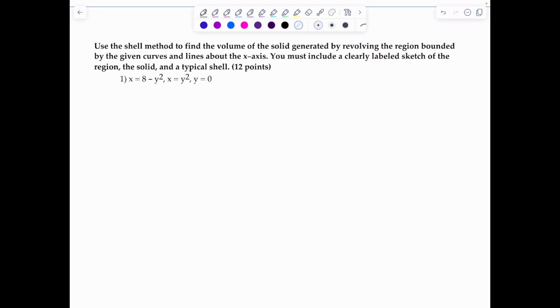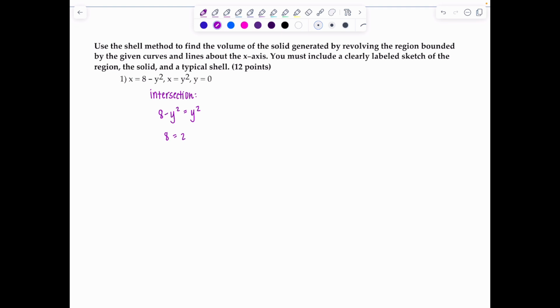So here we go. First things first, we need to draw a graph. In order to do that accurately, we need to find the intersection of these two curves. So let's solve for the intersection. I'm going to set x equals 8 minus y squared equal to y squared. I already know those are both parabolas opening in the x direction, one in the positive x direction, one in the negative x direction. So it's going to look kind of like an ellipse.